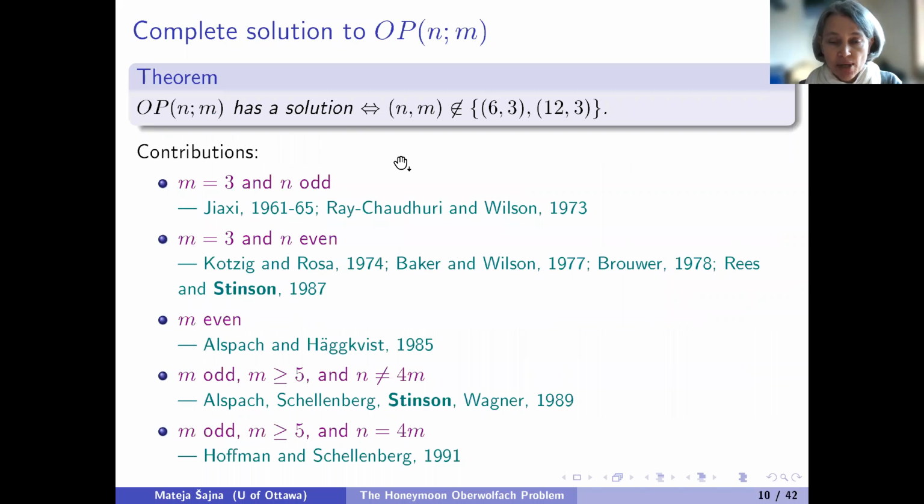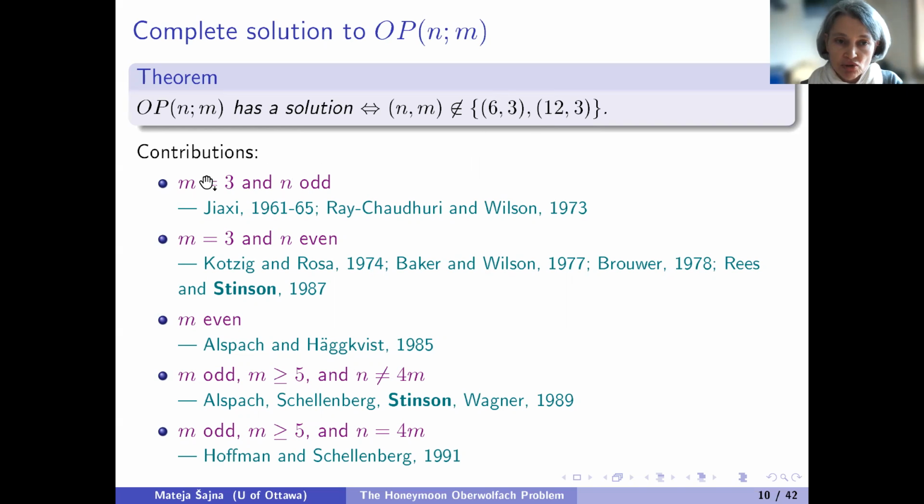Now, by the 1990s or so, the complete solution to the Oberwolfach problem with uniform cycle lengths was known. So we know that it has a solution if and only if the necessary conditions are satisfied, except for these 2 special exceptions, when we have 3 cycles and 6 vertices, or 12 vertices. These are both spouse avoiding variants.